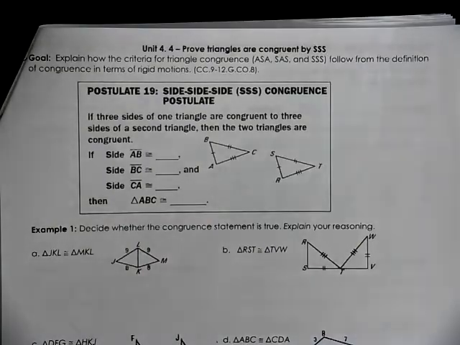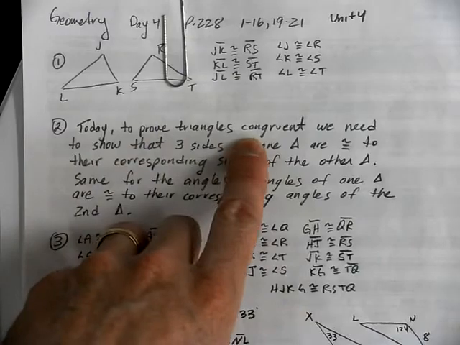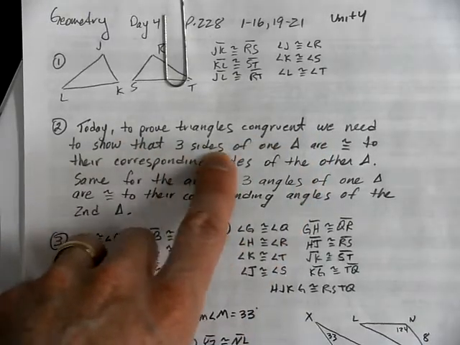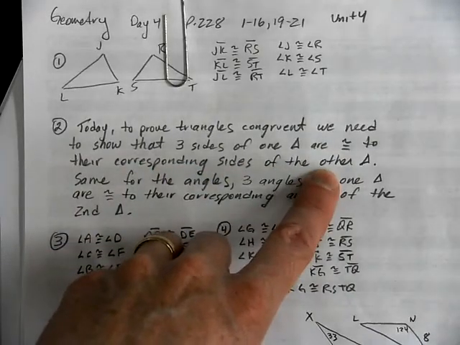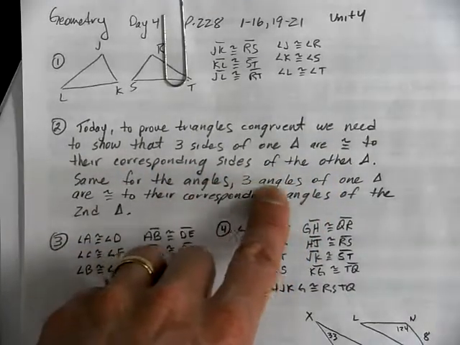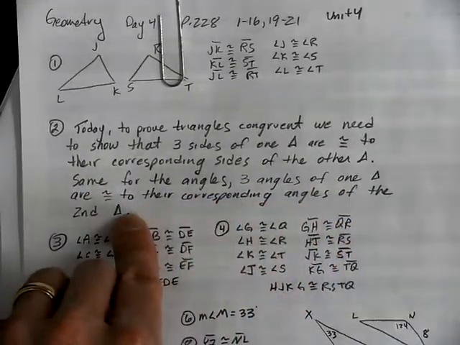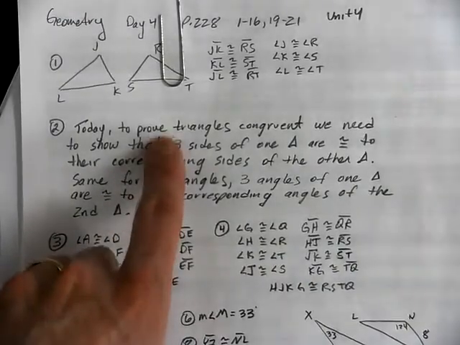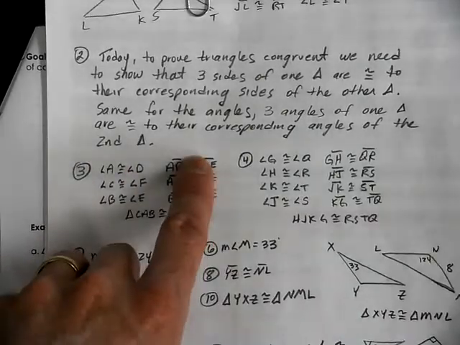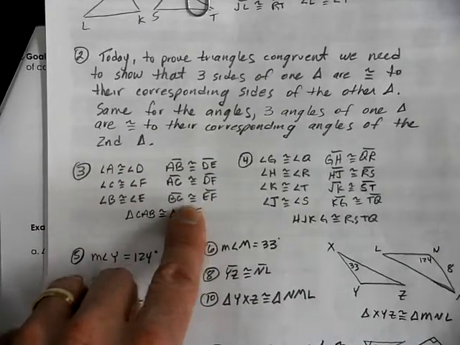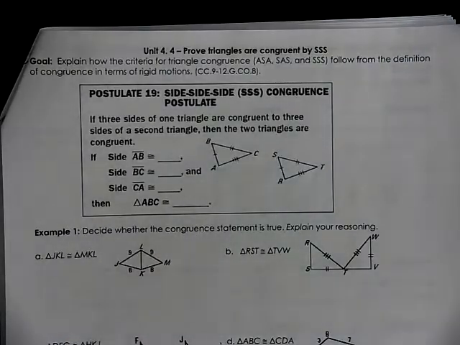Prior to this day, to prove triangles congruent in the past, we've had to prove that three sides of one triangle were congruent to their corresponding sides of another triangle. And the same for the angles. The three angles of one triangle were congruent to the corresponding angles of another. That's how we used to have to prove triangles congruent. All six pieces had to be identified for triangles to be congruent. But today we're going to come up with a shortcut.